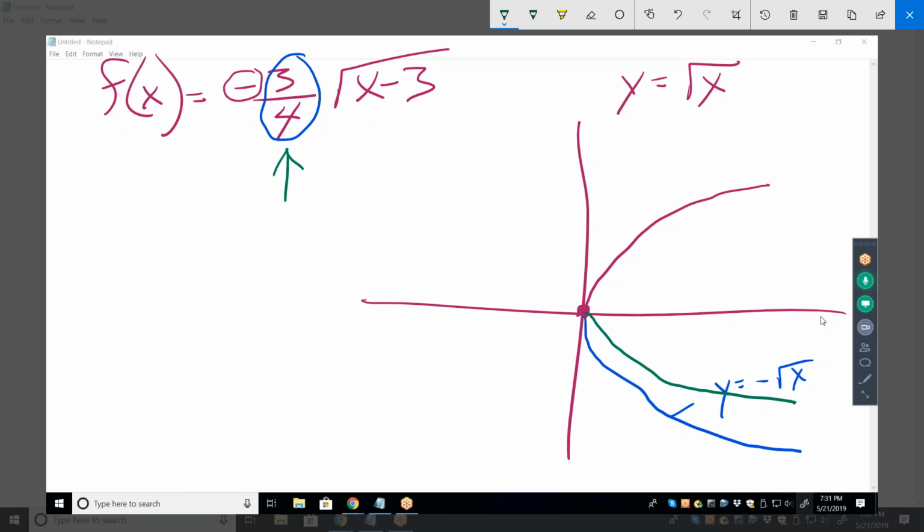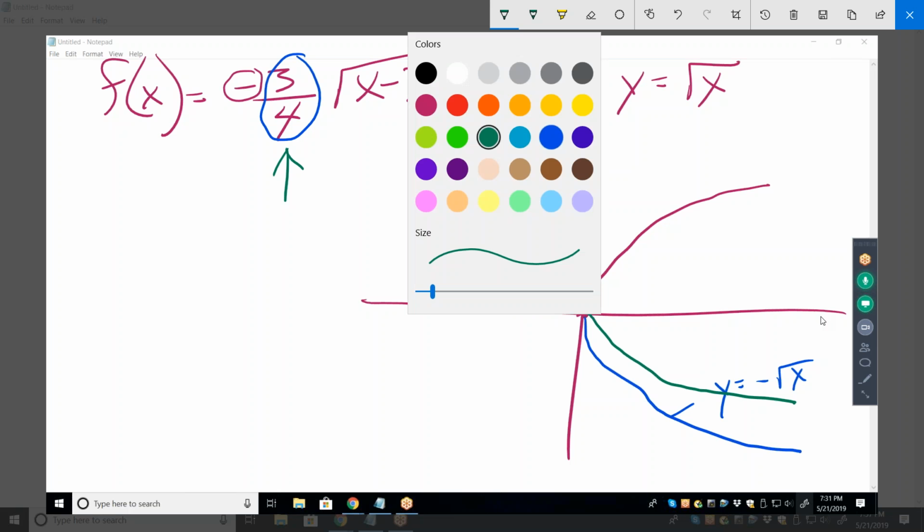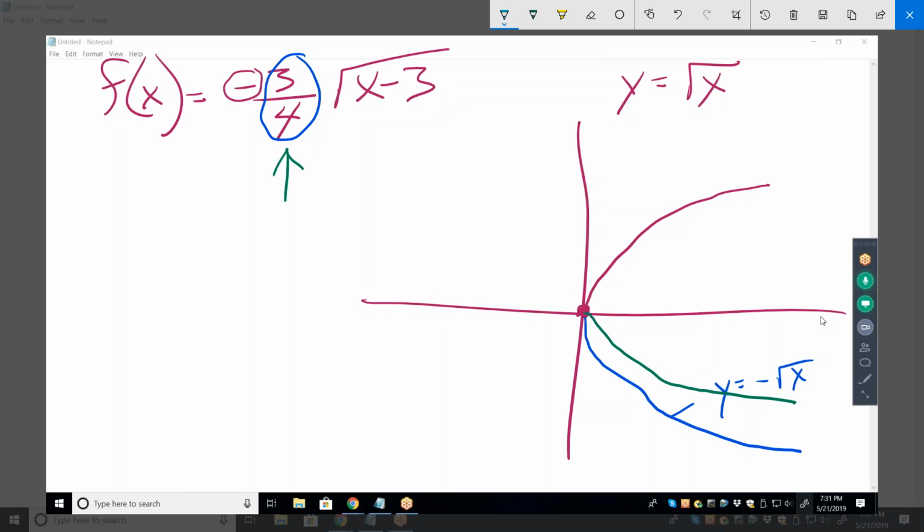Okay, there's one last thing. What are we going to do? We're going to move it to the right 3. So I take my point, move it 3 units, and draw a curve that's basically trying to be parallel with that green curve. If curves can be parallel. They can't really, but I think you know what I mean. And so that blue is the final result.